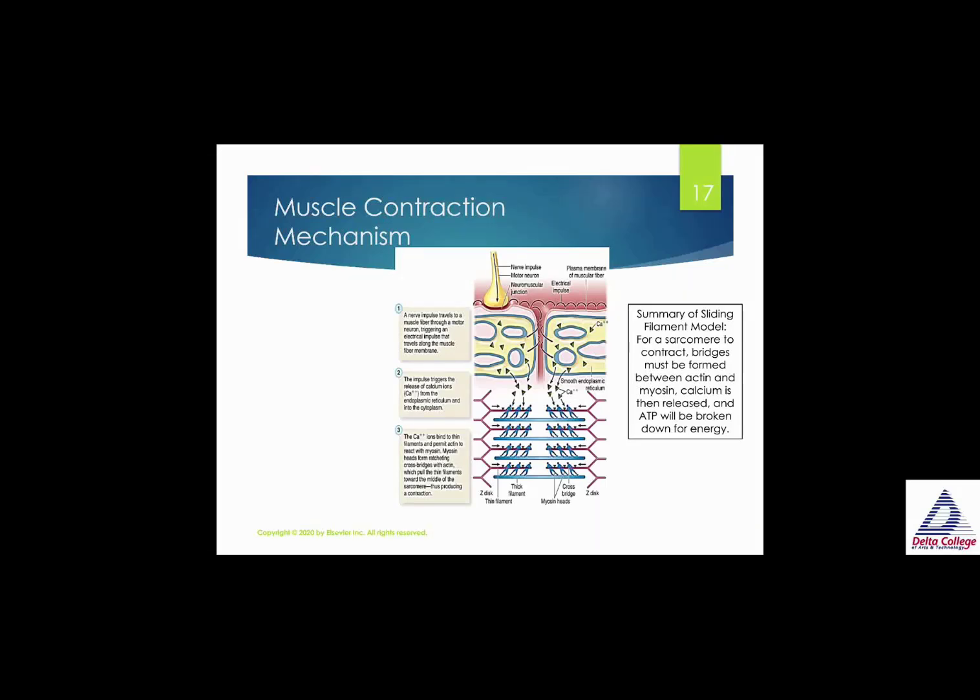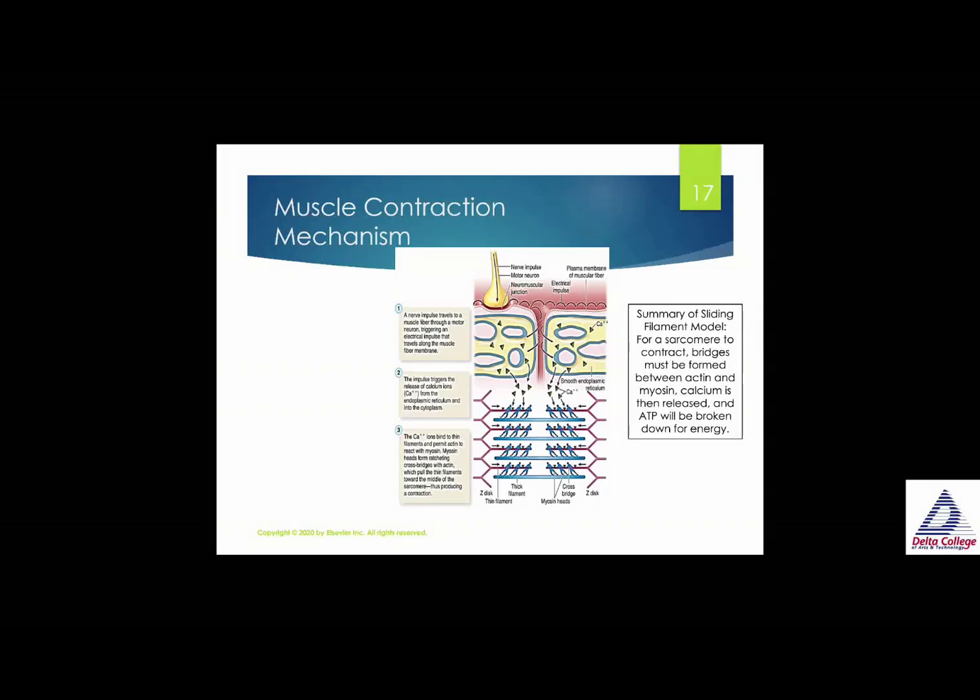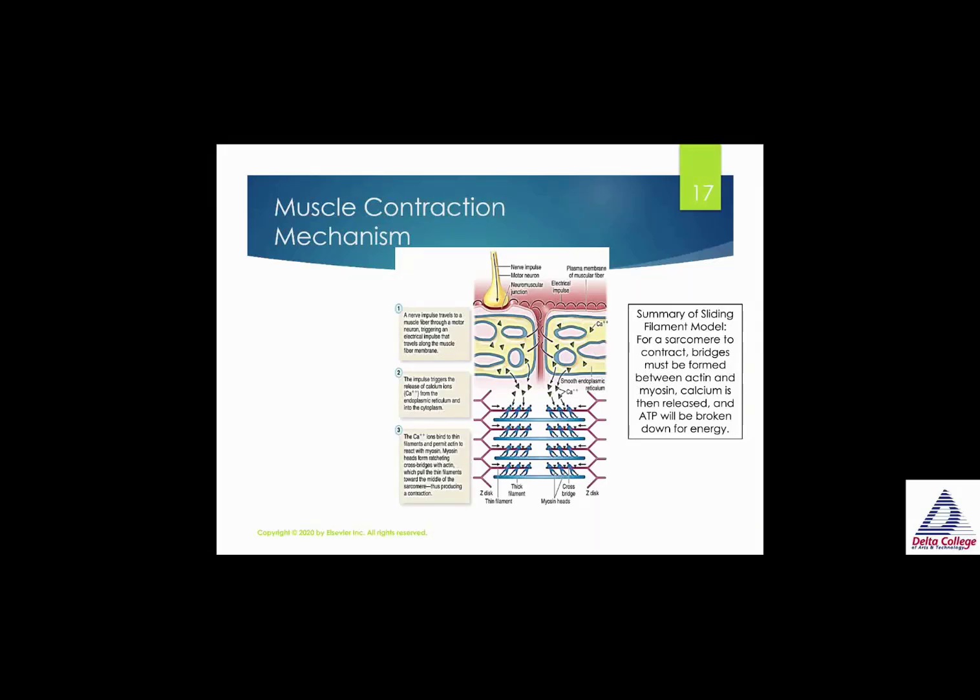So for a sarcomere to contract, bridges must be formed between actin and myosin. Calcium is then released and ATP will be broken down for energy. So that is the simplest summary of the sliding filament model.